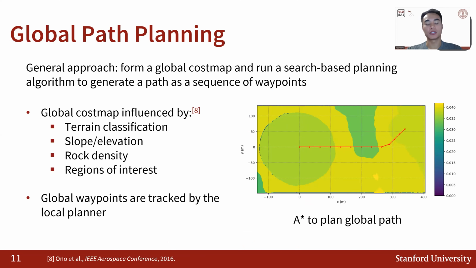So for global path planning, the general approach is similar in terms of forming a global cost map and then running a search-based planning algorithm to generate a path as a sequence of waypoints. And the details of how to construct a global cost map can be found in many different references. The factors include terrain classification, slope and elevation, as well as rock density and regions of interest. And the specifics of doing global cost map initialization are outside of the scope of this work, where we are more interested in how to actually update this global cost map on the fly based on local observations. But for our purpose, we initialize the global cost map, and then we use A* to plan a global path through it.